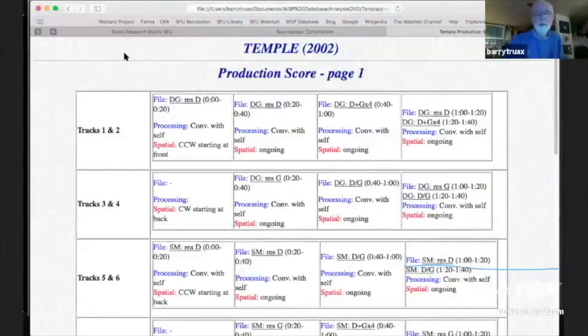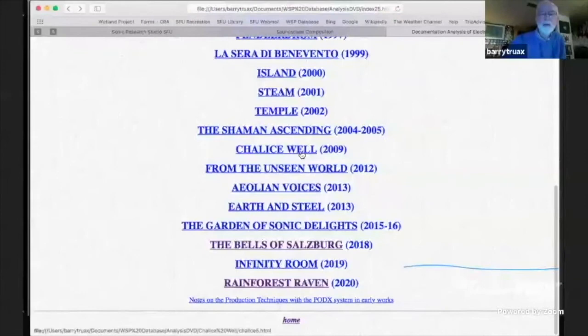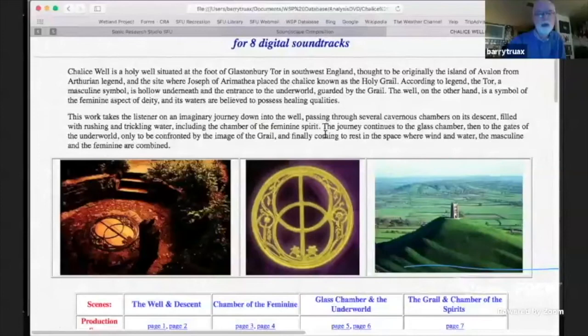And to jump ahead, because I still would like to play some other examples, in 2009 I think the piece Chalice Well is the most creating a virtual world, because it used several of the sounds that we've already heard and other vocal sounds, but a lot of it was dripping water along the lines of David Menachie.